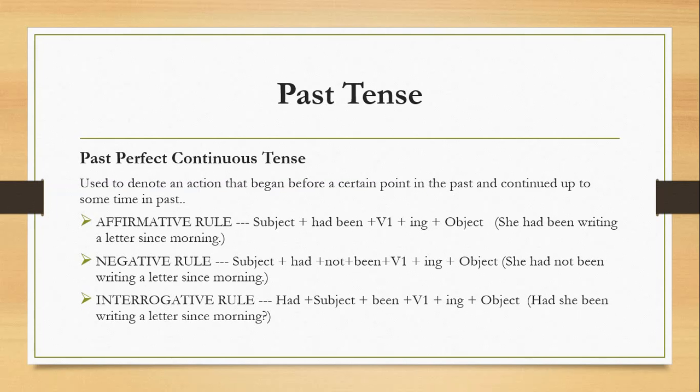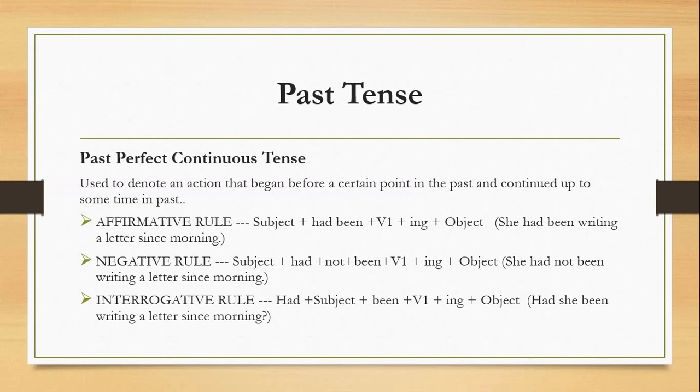Then comes past perfect continuous tense. It is used to denote an action that began before a certain point in the past and continued up to some time in the past. So it started in the past and continued for a long period in the past. Affirmative: subject plus had been plus V1 plus ing plus object. She had been writing a letter since morning.